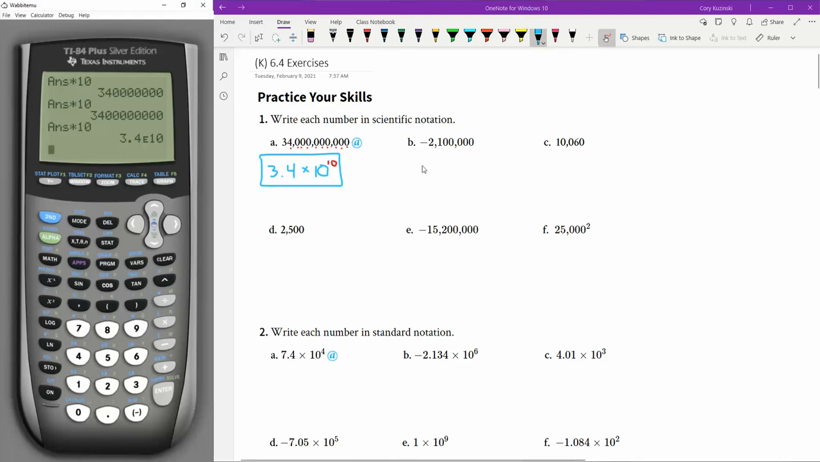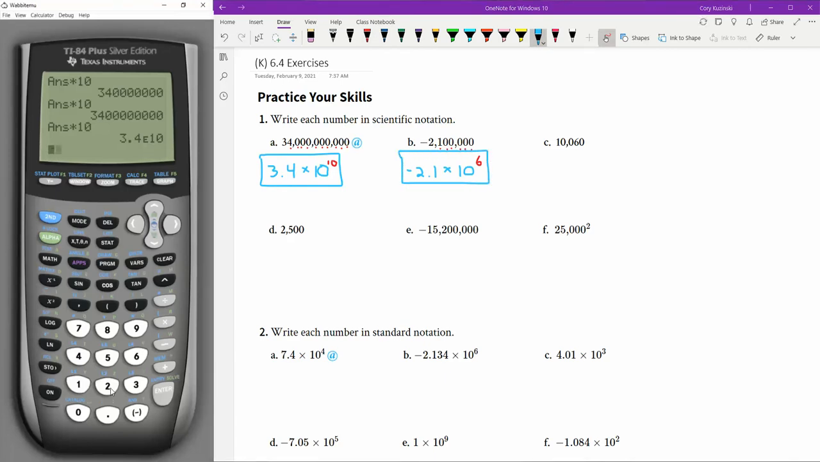Let's do it again. So like I said, the first factor in scientific notation is always a number between 1 and 10, or in this case, -1 and -10. The second factor is a power of 10. And then we just got to count how many times. 1, 2, 3, 4, 5, 6 times. There it is. So -2.1 times 10 to the 6th.